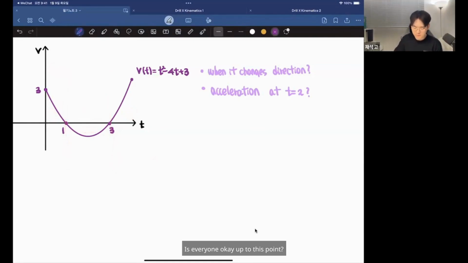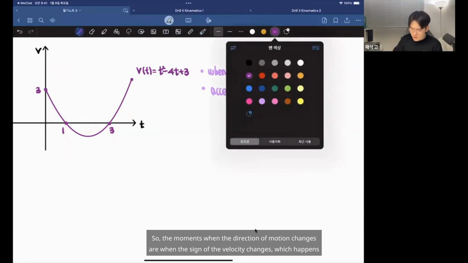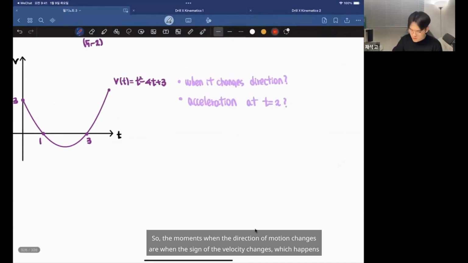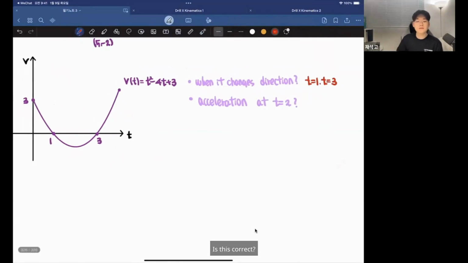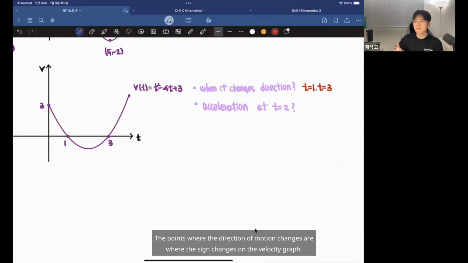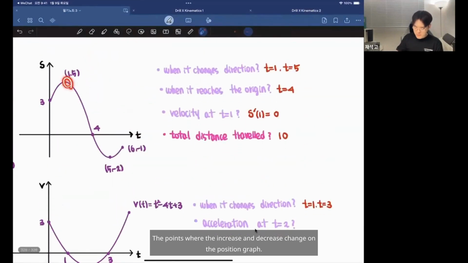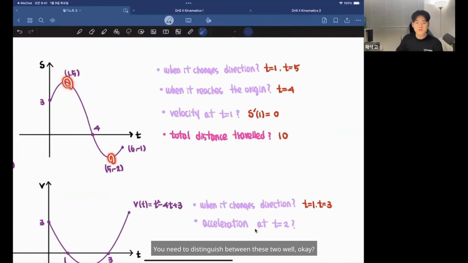Is everyone okay up to this point? Yes. So the moments when the direction of motion changes are when the sign of the velocity changes, which happens at t equals 1 and t equals 3, guys. Is this correct? The points where the direction of motion changes are where the sign changes on the velocity graph, while on the position graph they are the points where the increase and decrease change. You need to distinguish between these two.